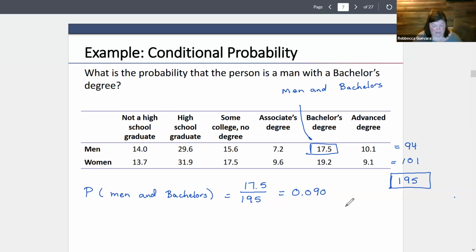And just for comparison, if you compare this to the women, we have about a 10% chance that a randomly selected woman would have a bachelor's degree. So they're close to each other. You're going to see through these probabilities that they're very close to each other. Since it's about half men and half women, I would expect half of the bachelor's degrees to be men and half of them to be women.